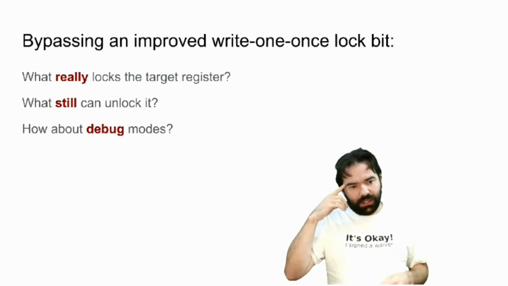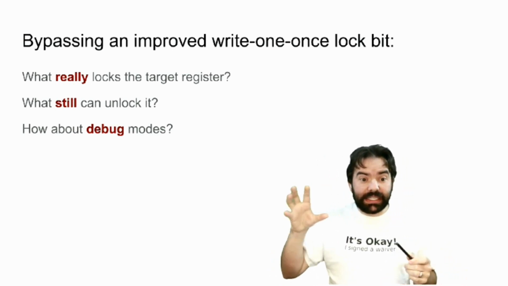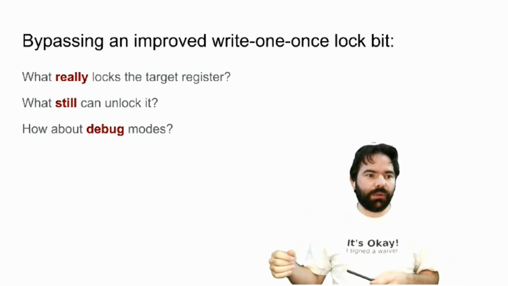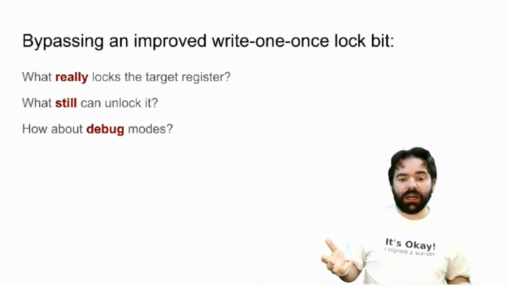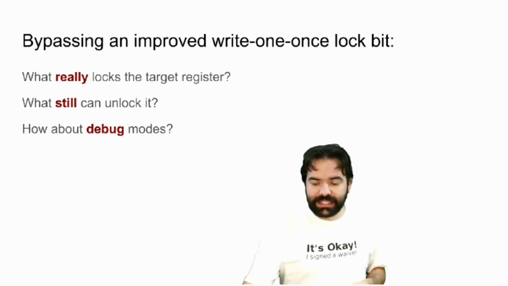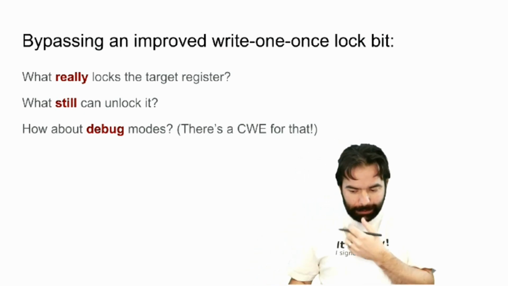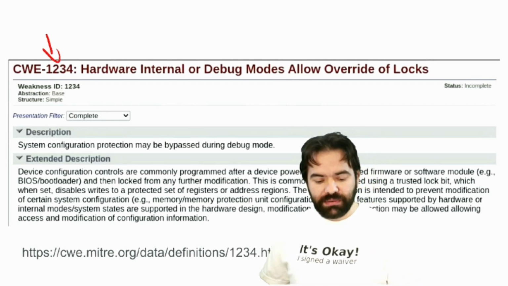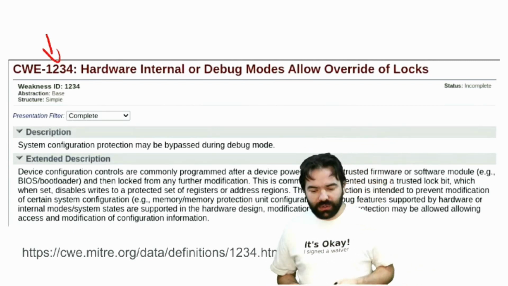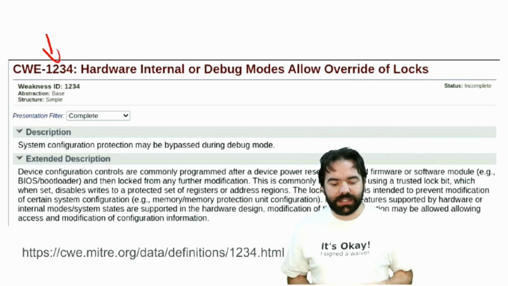But then we got to think, okay, we talked about what really is that lock bit. Is it combinational logic or something? But what really unlocks the target register? Is there anything left that can still unlock it? A lot of times you have debug modes that do exactly that, right? Luckily, of course, there's a CWE for that. Let's see. Number 1, 2, 3, 4. Hardware internal or debug modes allow override of locks.